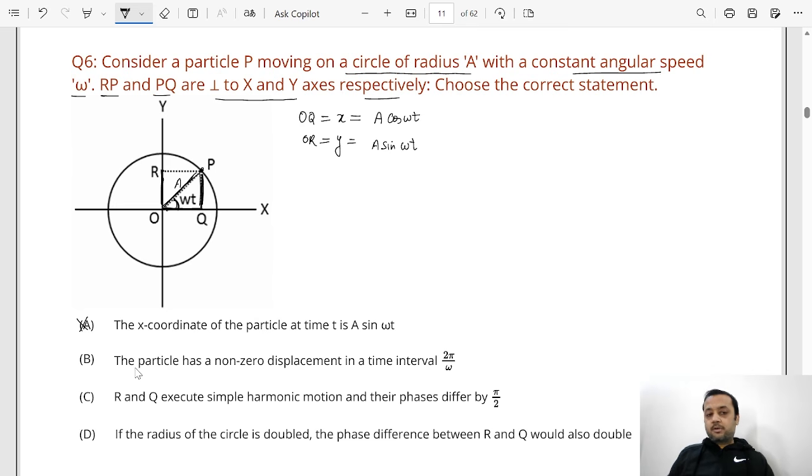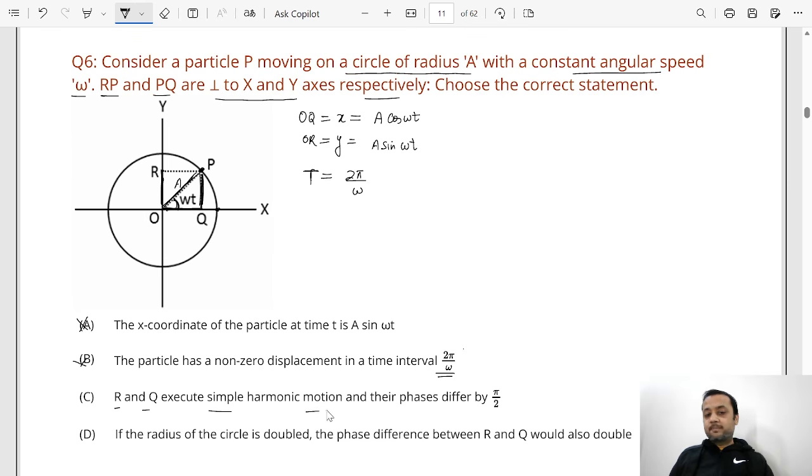Now option B says the particle has a non-zero displacement in a time interval of 2 pi by omega. This is also wrong, because the particle is performing UCM with angular velocity omega. If I ask you what is the time period of the rotation, the time period you know is 2 pi upon angular velocity. That means this is the time period of revolution of the particle, and this is the same time given in option B. That means if the particle starts from anywhere on the circle, it will complete one rotation in one time period. So it will come back to its original position in this amount of time, and hence the displacement will be zero, which is why option B is wrong.